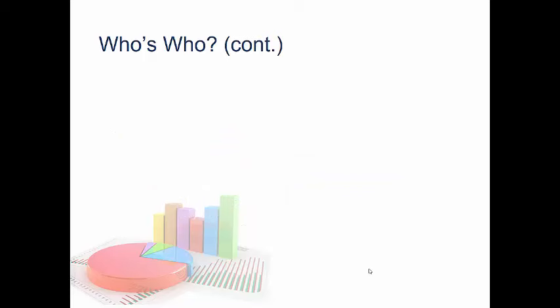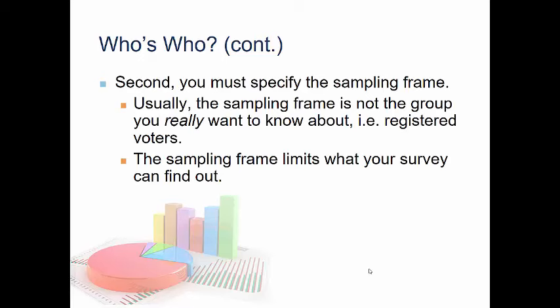Now you have to specify a sampling frame. Since we don't exactly know who the voters are, how could we figure that out? Well, it's not exactly the group I really want to know about, but it will help me if I get registered voters, because in theory, you need to be registered to vote. But it also limits what my survey can find out. Maybe there are people who can register up to a certain time frame, and if my list doesn't include the more recent people registering, then that might influence it.